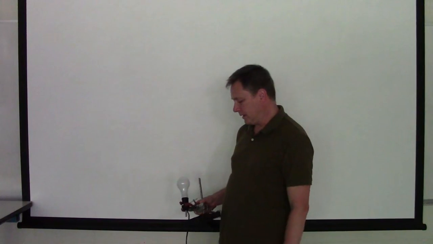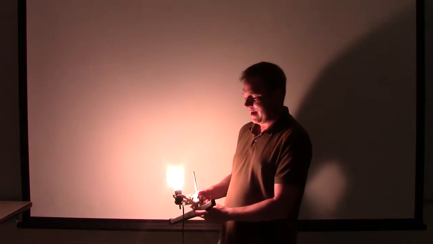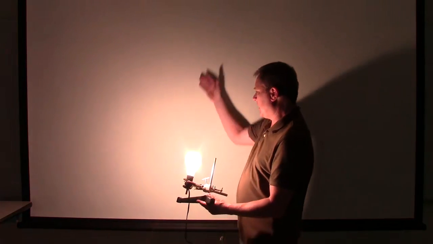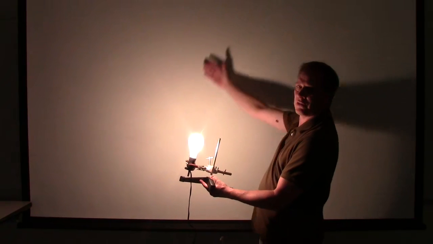So what I'm going to do is illustrate that with this light bulb. It's a pretty high wattage bulb, so I'm going to turn it on. It's going to be pretty bright. You can tell that. And I've got a screen behind it, and holding it here, you can see there's a brightness distribution across the screen.